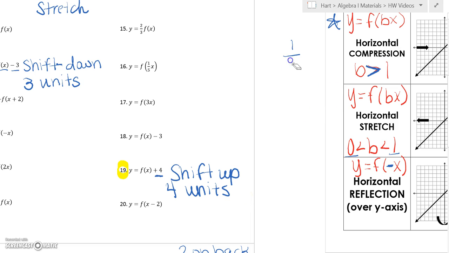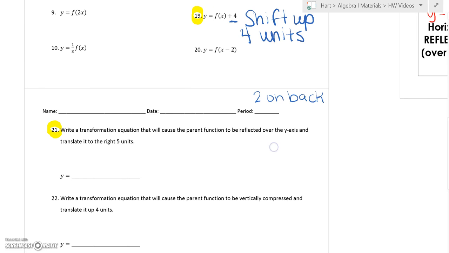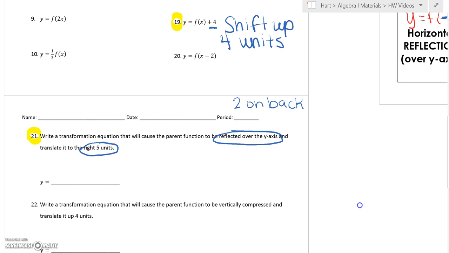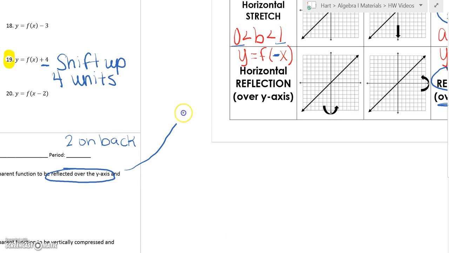Okay, and then we're going to look at the back. So I'm just going to do number 21 on the back. It says, write a transformation equation that will cause the parent function to be reflected over the y-axis and translate it to the right 5 units. So if we look for the one that says reflected over the y-axis, it's right here.